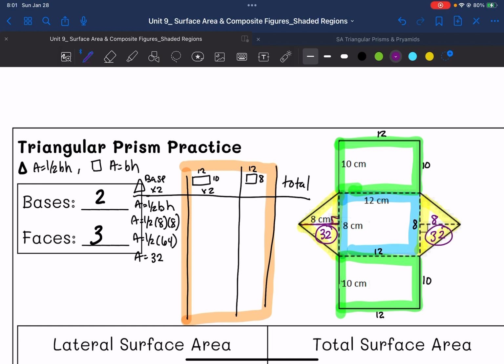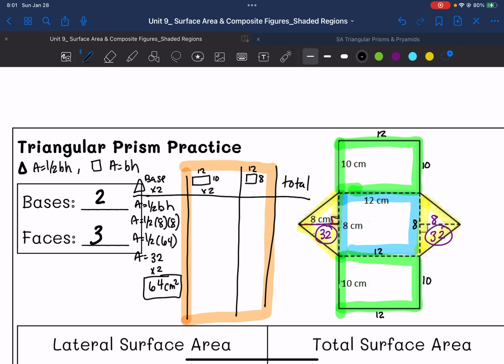Now, if we want to know the area of both of them together, we can either add them or we can multiply by 2. That's why I write times 2 here, okay? That would be 64 centimeters squared. So I'm done with the base, okay?